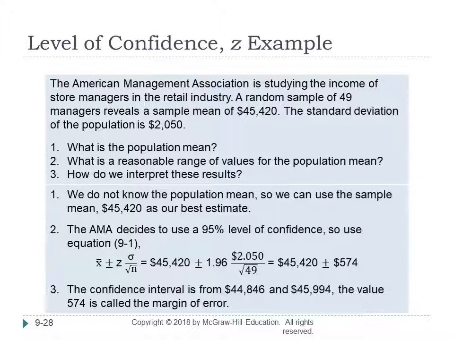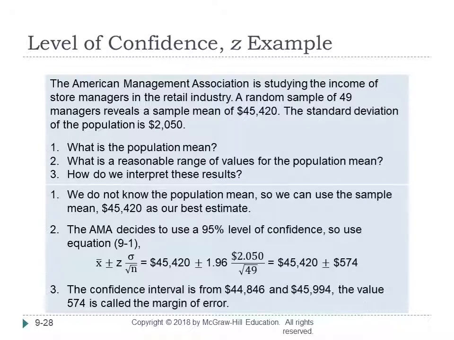Here 574 is called the margin of error. This is the number you calculated. This is what you add and subtract to the mean to get the confidence limits. This is called the margin of error. Then how do you interpret those results?